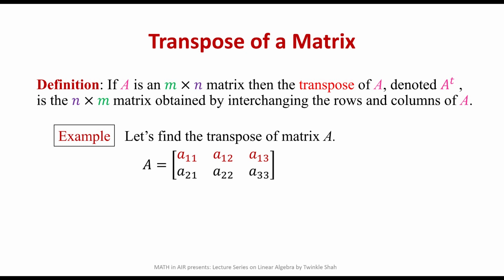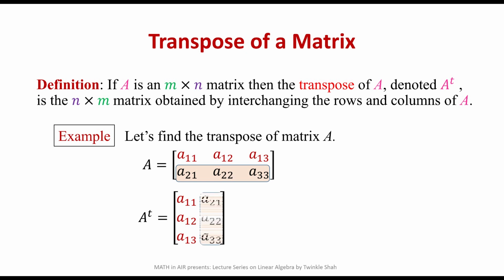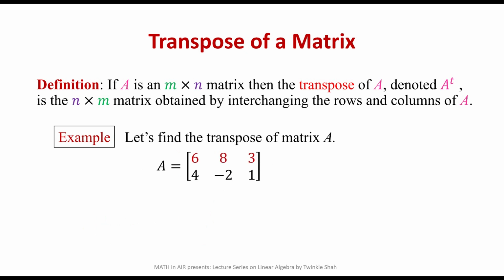Here in this example, the first row A sub 1 1, A sub 1 2, A sub 1 3 becomes the first column of the transpose matrix. Similarly, the second row A sub 2 1, A sub 2 2 and A sub 2 3 becomes the second column of the transpose matrix. That's our answer. Let's do another example.